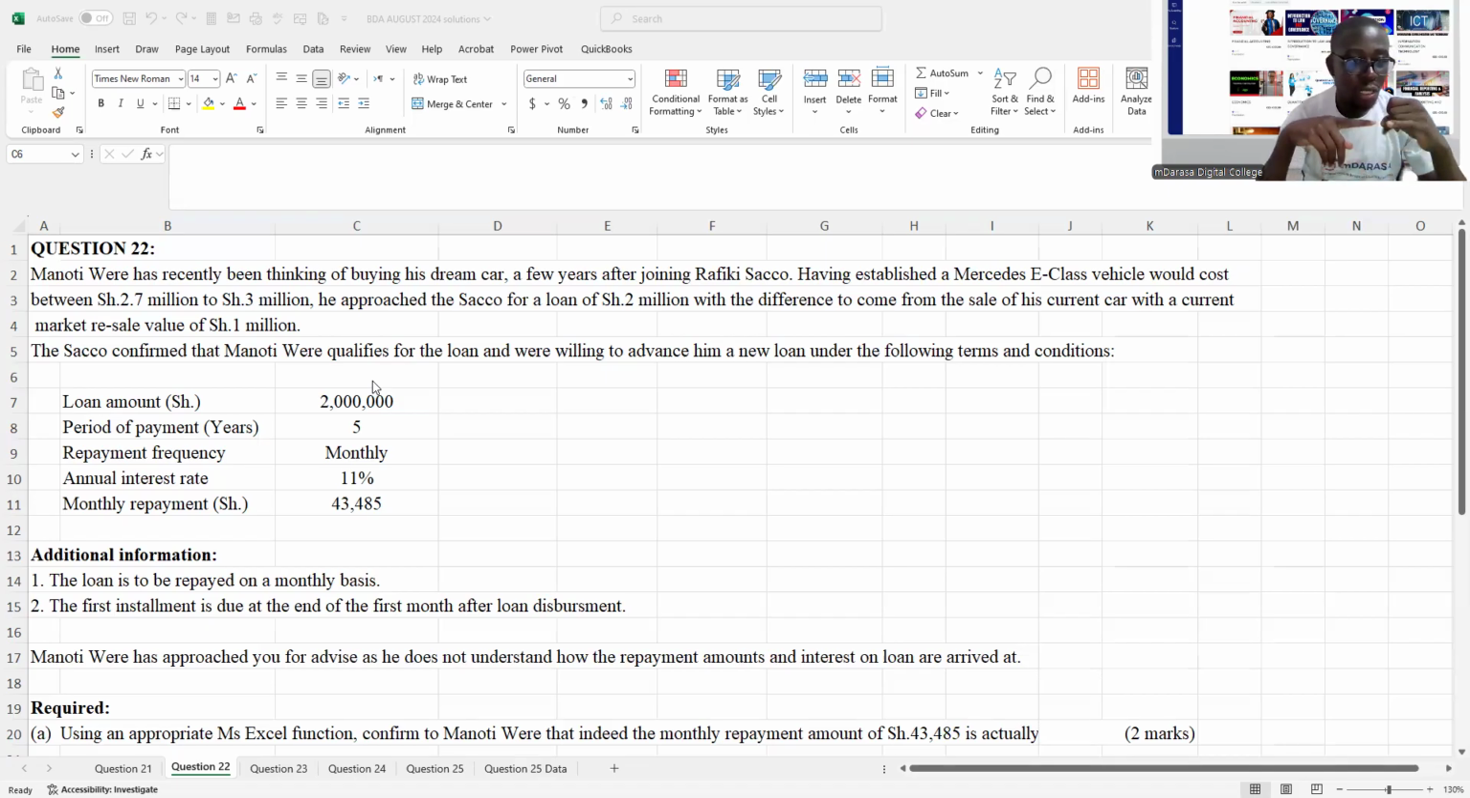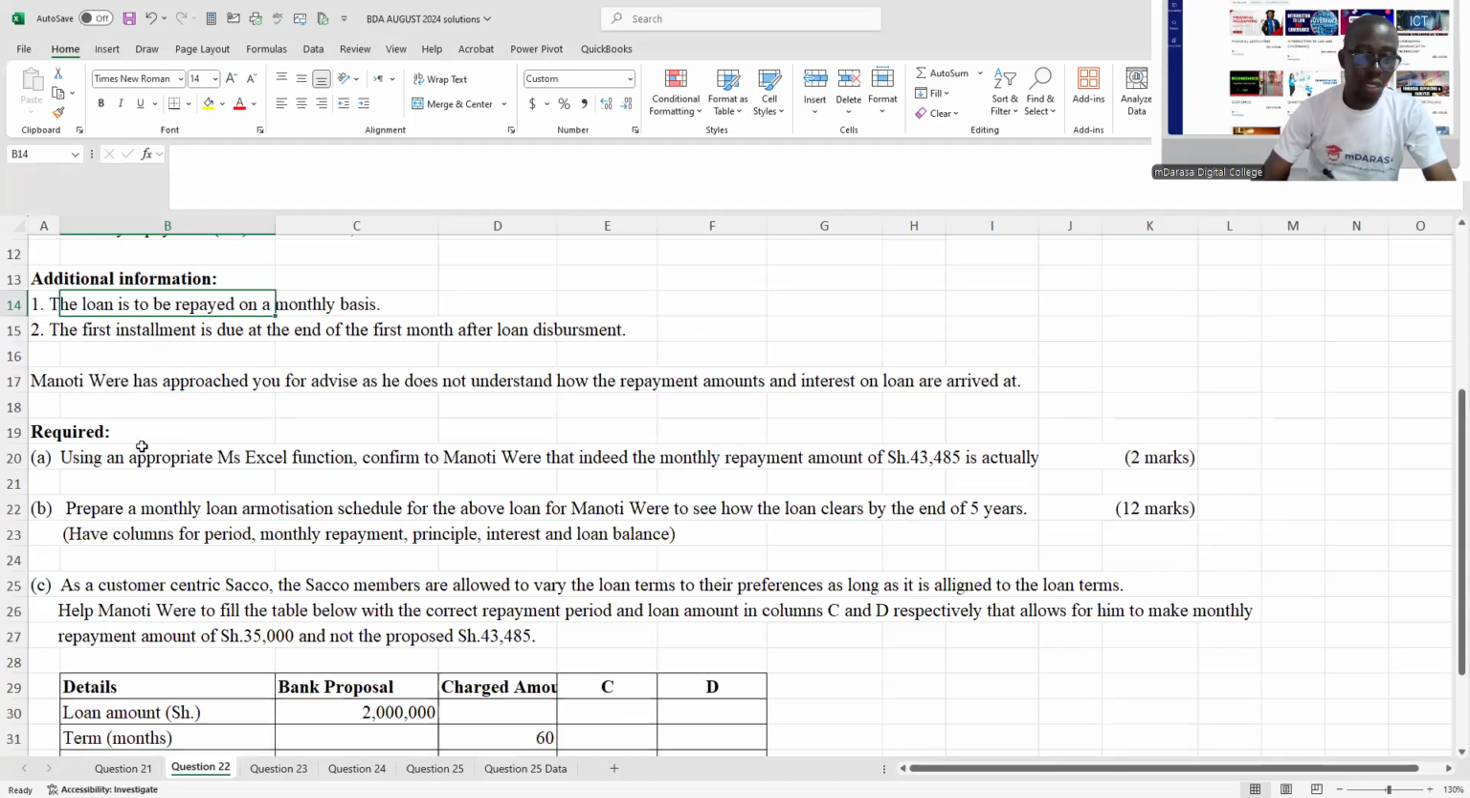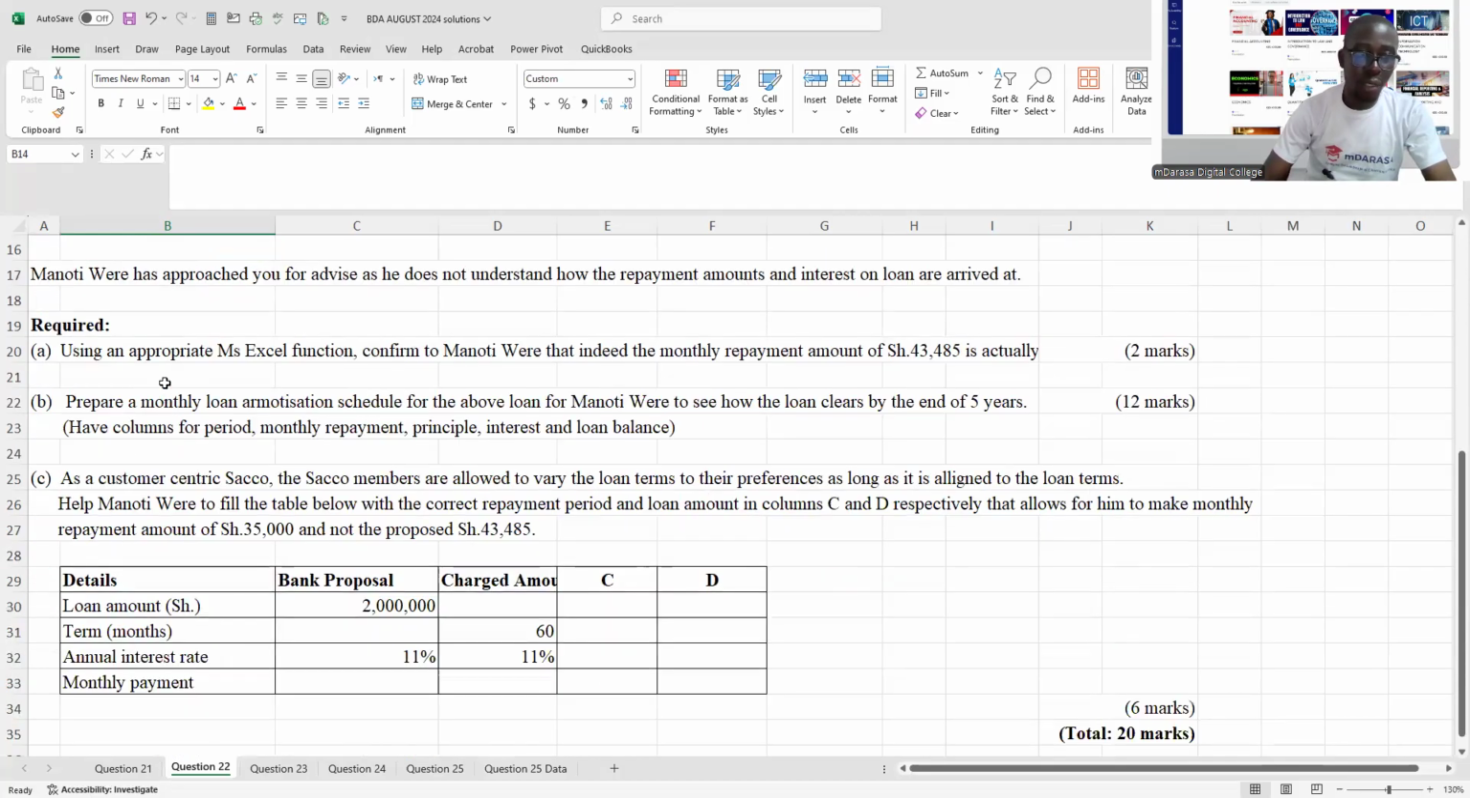The loan amount is 2 million, period is 5 years, repayment frequency monthly, annual interest rate 11%, monthly repayment of 43,485. Additional information: the examiner is telling us that the loan is to be repaid on a monthly basis. The first installment is due at the end of the first month after loan disbursement. Manoti Were has approached you for advice as he does not understand how the repayment amounts and interest on the loan are arrived at. So we are required here to fulfill the question.